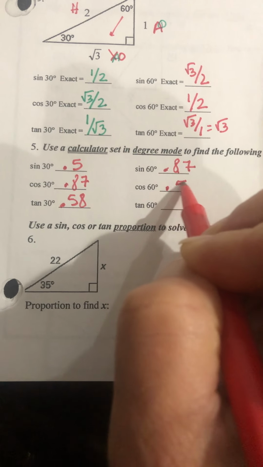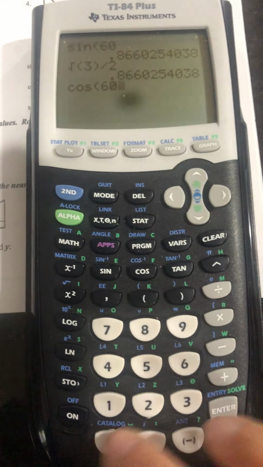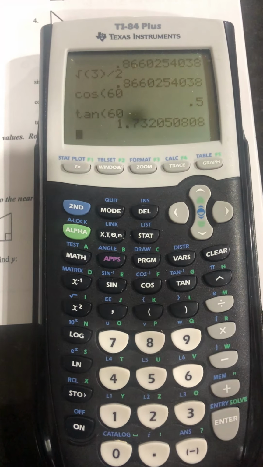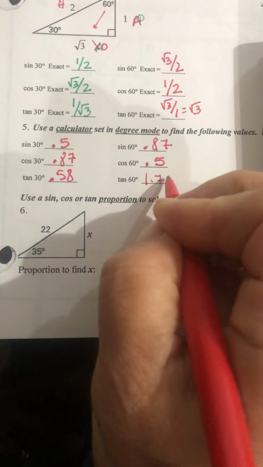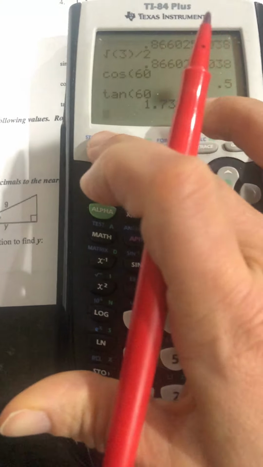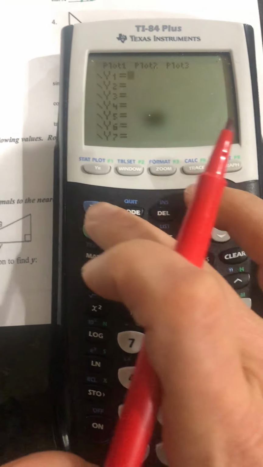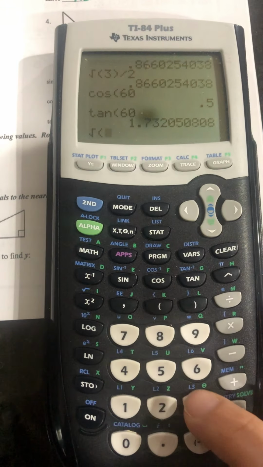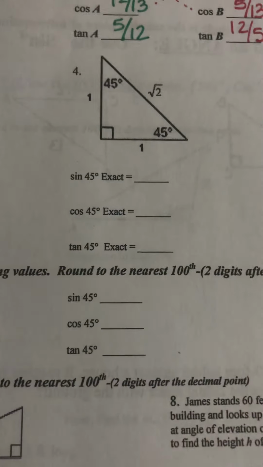Similarly, if I type in cos of 60, I'm going to get 1/2. I'll do that real quick. Cos of 60 is 1/2, of course, and tan of 60 is 1.73. And that's the same thing as square root of 3, if I were to type that in. Same thing. Perfect.